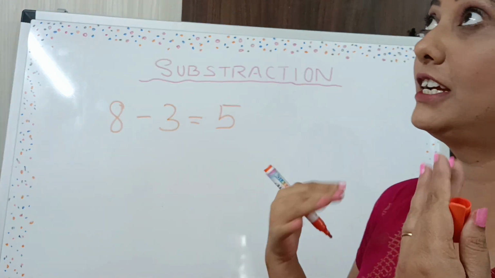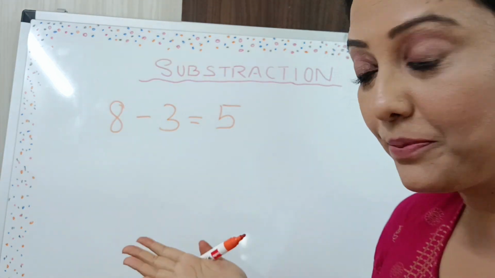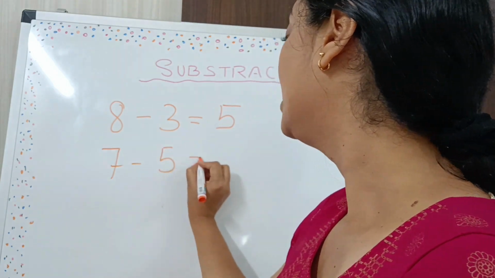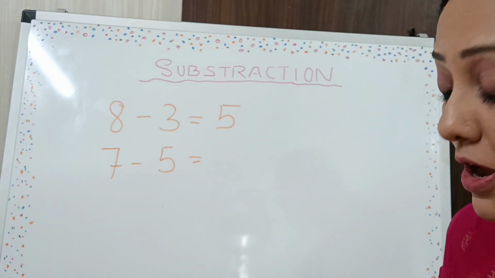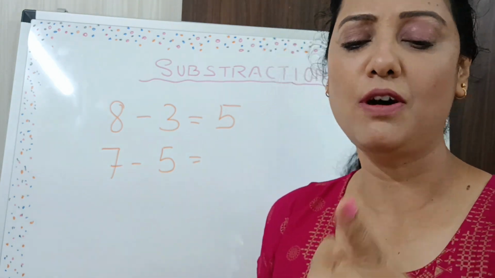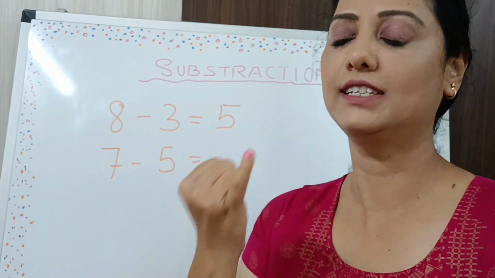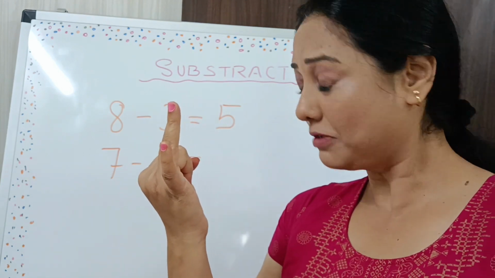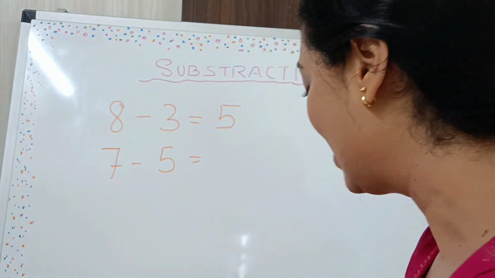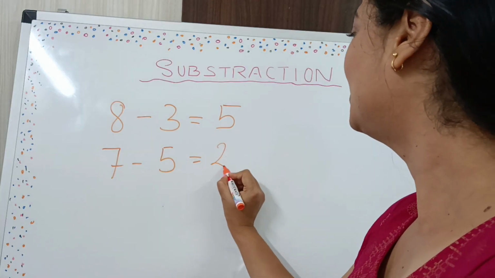Now we take another example, like 7. 7 minus 5. Can you tell 7 minus 5? Do it fast. Take out your 7 fingers. 1, 2, 3, 4, 5, 6, 7. Minus 5. 1, 2, 3, 4, 5. How many left? 2. So the answer is 2.